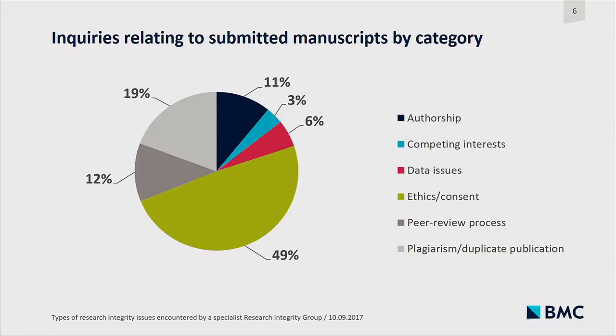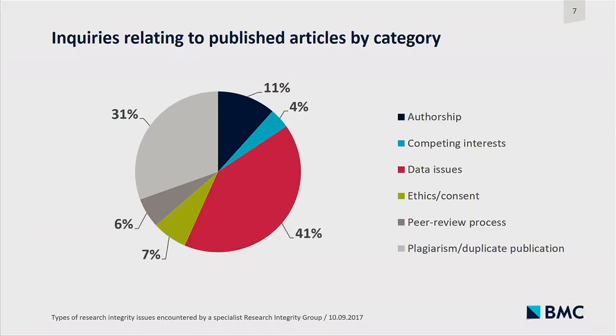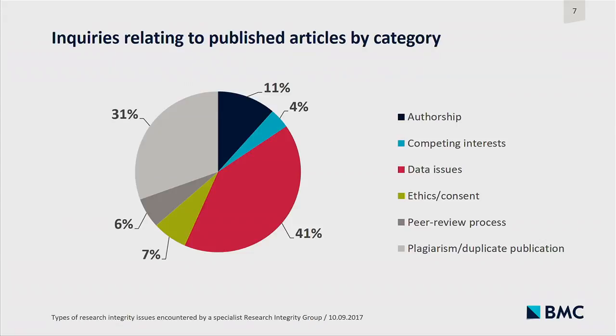But if we then look at this after publication, so these are the queries that we as a team are receiving relating to published articles, we're seeing that ethics and consent has gone down to a much smaller percentage of the queries that we're receiving, and the category of data issues is the most common, amounting to 41%, which is 144 queries. And it's worth noting, just with these two charts, that the overall number of queries received on submitted articles was a larger number. So actually, in terms of absolute numbers, everything is arising more commonly on submitted manuscripts, so pre-publication, apart from data, where we're getting more queries on published articles.